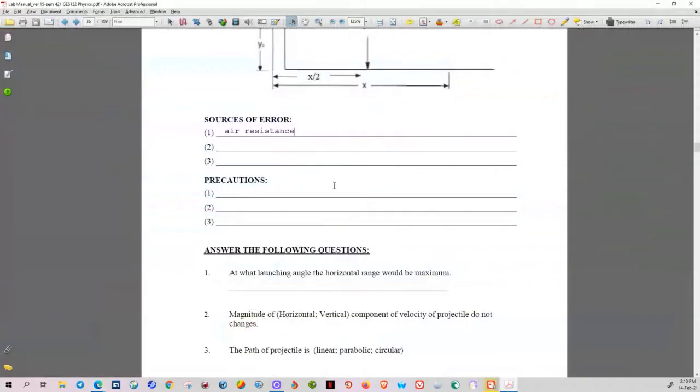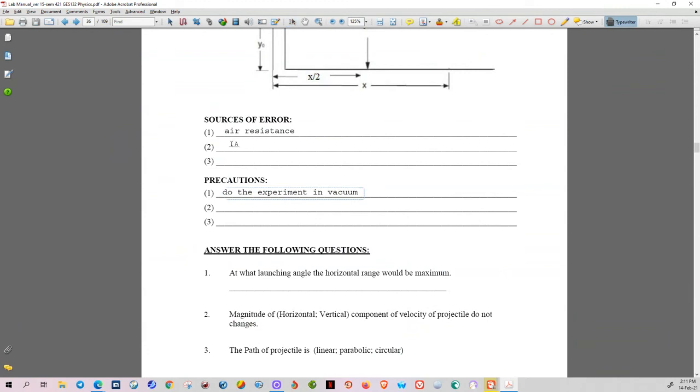What else should we do? Let's go to the source of error and precaution. How do you remove air resistance in this experiment? You have to do the experiment in a vacuum. In some universities, they have special equipment where they do projectile motion inside a room without air. They take a vacuum pump and remove all the air from the room before they conduct the projectile motion experiment. So that's the only way to remove air resistance. Or we can do just what we did by using simulation.